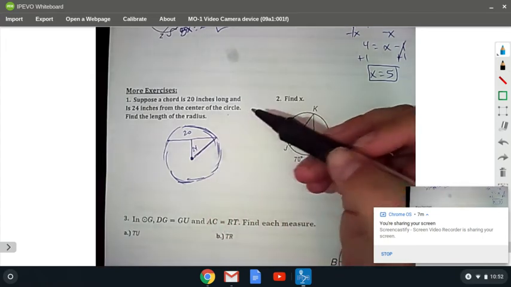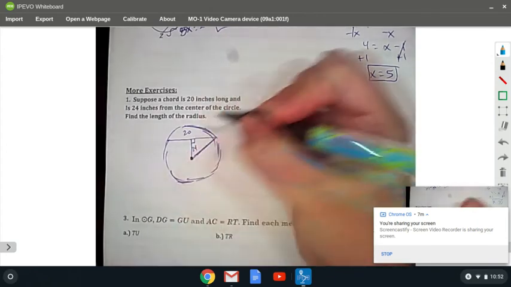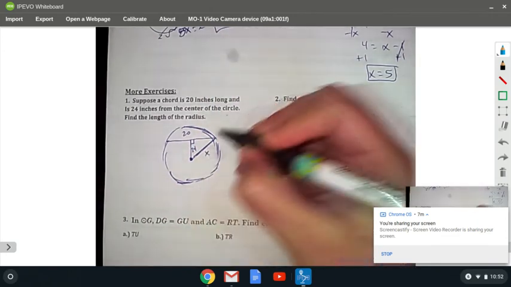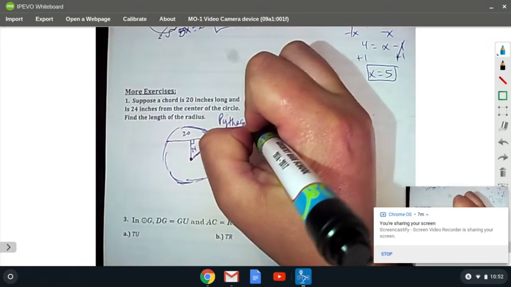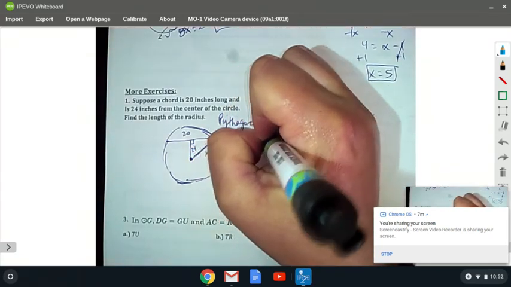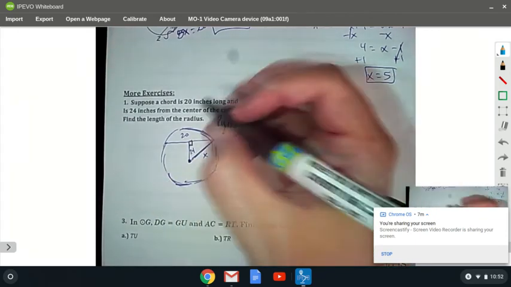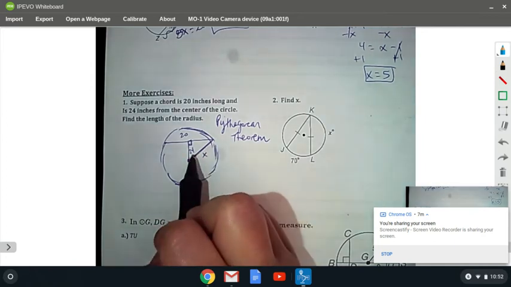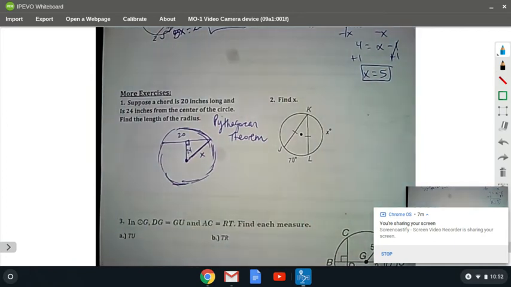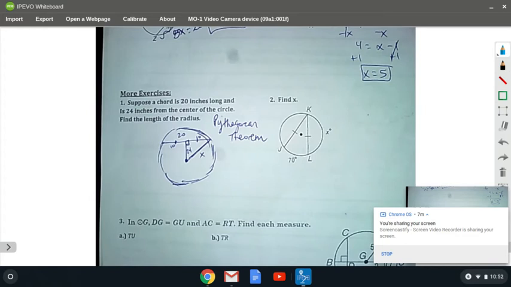Anytime you have these problems where you have to draw it yourself, or you may get problems that look like this, they want to know the radius, which you have to be able to figure out using the Pythagorean theorem. So you should have it creating a right angle. You know that the whole chord's 20. When a radius and a chord go into each other, they bisect. So that means that these would be cut in half. So this would be 10, this would be 10.